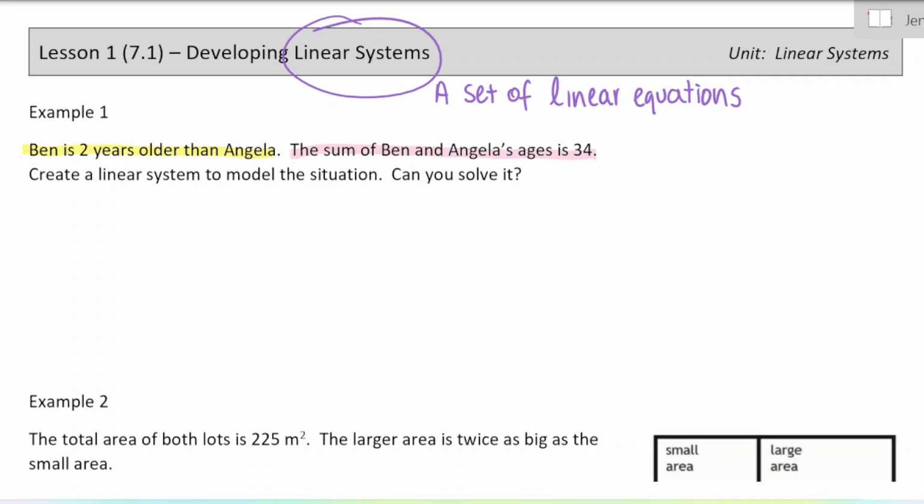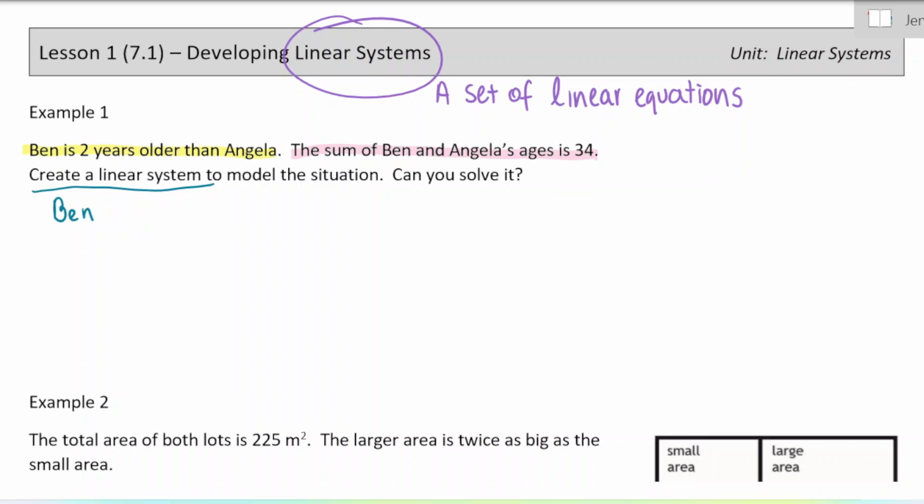Okay, the question says, create a linear system to model the situation. Let's start there. First thing we want to do when we're writing equations, we don't really want to write Ben and Angela's name over and over again because it just takes a long time. So we want to come up with a letter or a symbol to represent their ages. Because they start with different letters, let's just use B for Ben. Oops, I forgot to write the letter B. Let's use B for Ben's age. And let's use the letter A for Angela's age.